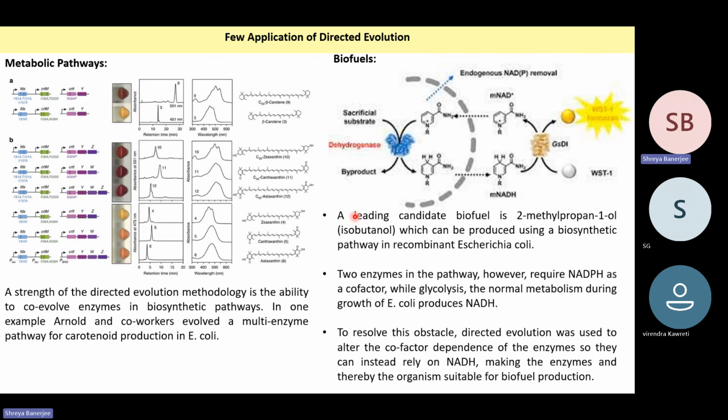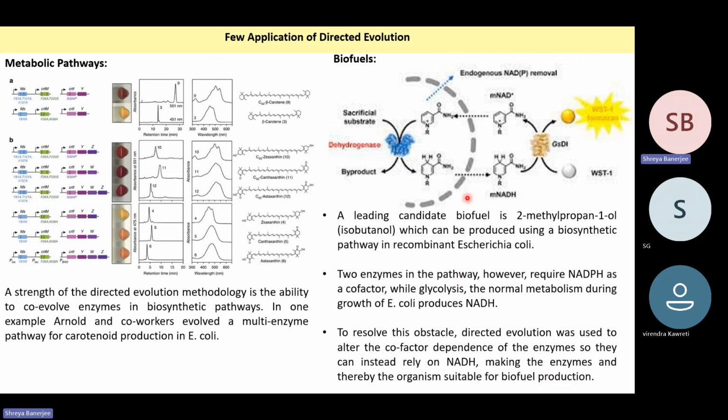Another application is in biofuels. A leading candidate of biofuel is 2-methyl-propanol or isobutanol, which can be produced using a biosynthetic pathway in recombinant E. coli. However, the problem is that two enzymes in the pathway required NADPH as a cofactor, but the normal metabolism during growth of E. coli produces NADH. To resolve this obstacle, directed evolution was used to alter the cofactor dependence of the enzyme. So instead of NADPH, they can rely on NADH. This makes the enzyme and organism more suitable for biofuel production.